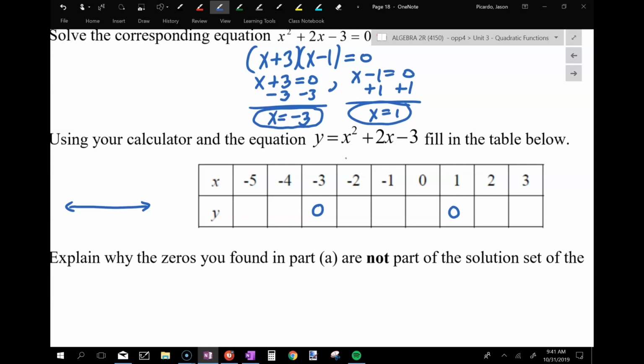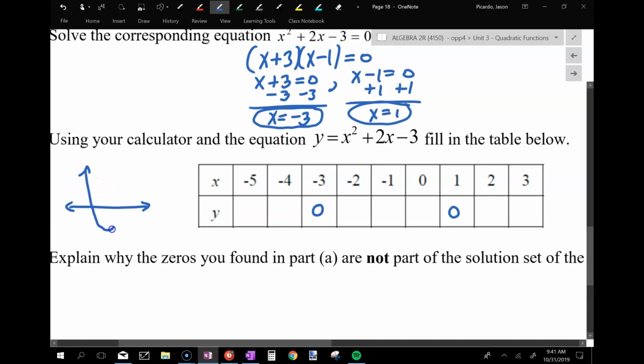Is this parabola going to smile or frown? Is it going to be like one of these? One of those. It's going to smile. Why is it going to smile? That should sound familiar from something. The x squared term is positive, right? So it's going to be a smiley parabola. There's my smiley parabola, right?